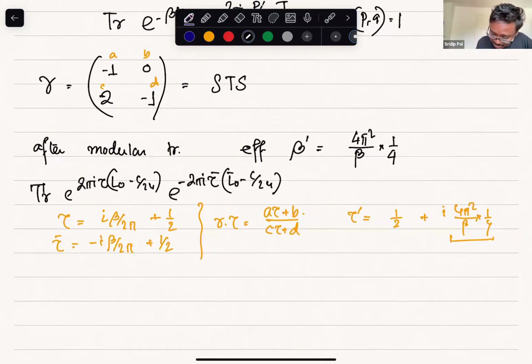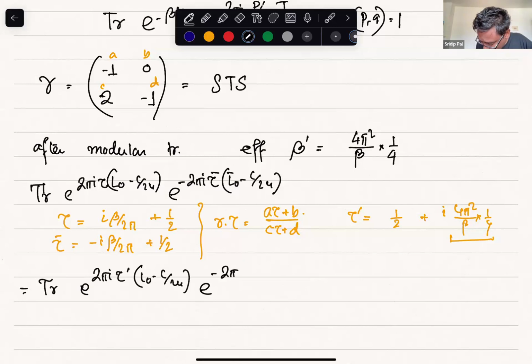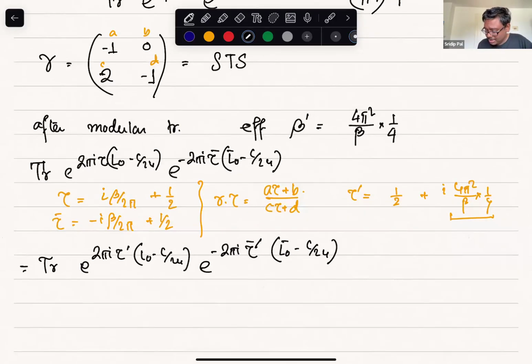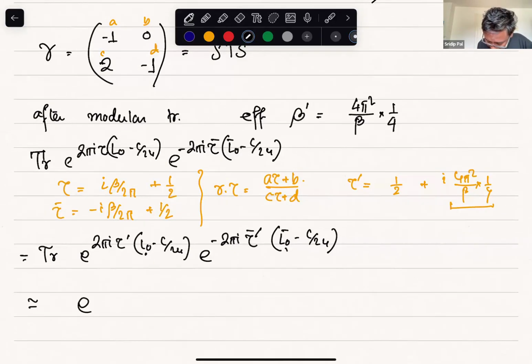So let me write it down explicitly. This trace is the same as Tr e^{2πiτ′(L0 − c/24)} e^{−2πiτ̄′(L̄0 − c/24)}. But now you see that in the β going to 0 limit, this quantity goes to infinity. So everything gets projected to the vacuum state. So L̄0 is 0. So at the end of the day, I can write it down as exponential 1/4 · 4π²/β · c/12.